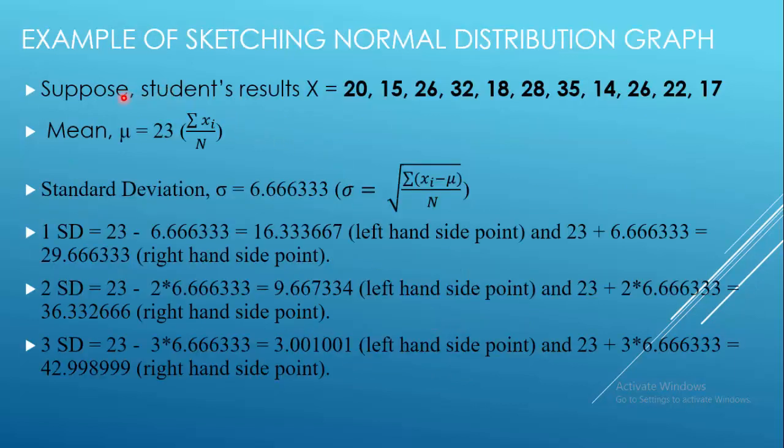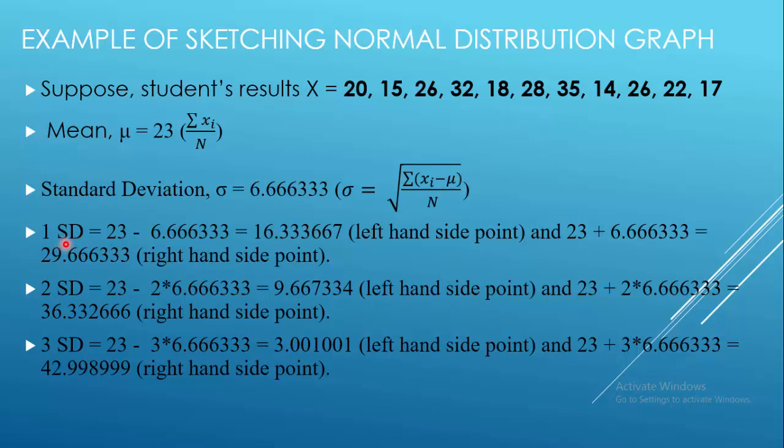So suppose students' results are x equal to 20, 15, 26, 32, 18, 28, 35, 14, 26, 22 and 17. These are the marks obtained by students. Mean of this is 23 using this equation, and standard deviation is 6.666333 using this equation: sigma is equal to the square root of the sum of (x minus mu) squared divided by n. The square is missing over here.